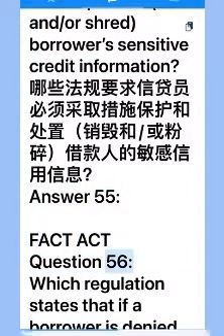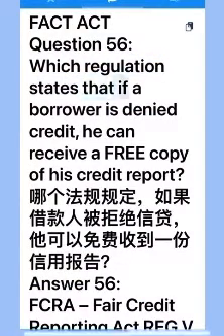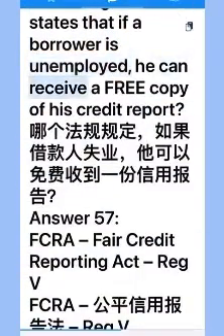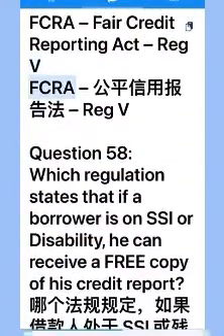Question 56. Which regulation states that if a borrower is denied credit, he can receive a free copy of his credit report? Answer 56. FCRA, Fair Credit Reporting Act, Reg V. Question 57. Which regulation states that if a borrower is unemployed, he can receive a free copy of his credit report? Answer 57. FCRA, Fair Credit Reporting Act, Reg V. Question 58.